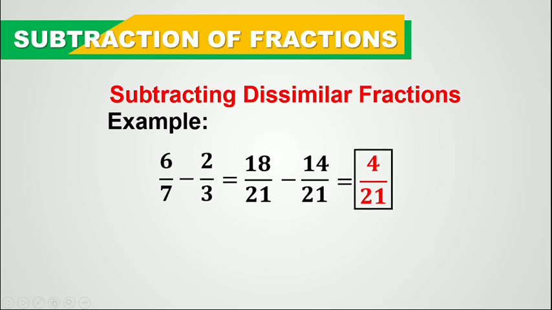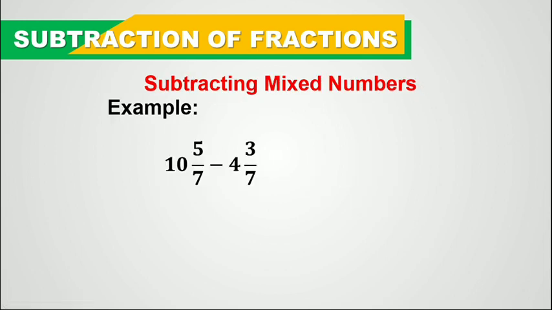All right. Now, what about this one? What if we're gonna subtract mixed numbers? Now, how are we gonna subtract them? So just subtract their whole numbers first. So 10 minus 4, that's 6. And then 5 minus 3, that's 2. And then just copy the common denominator nga 7. So this is our answer for this particular example, diba? Sayon ra siya ka ayo.